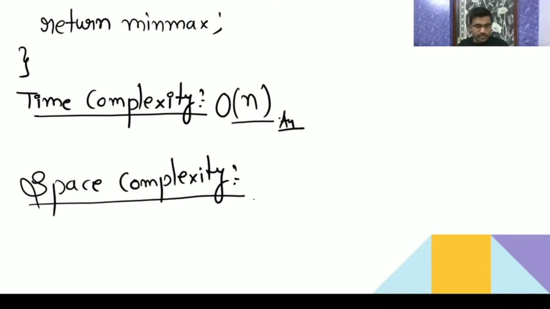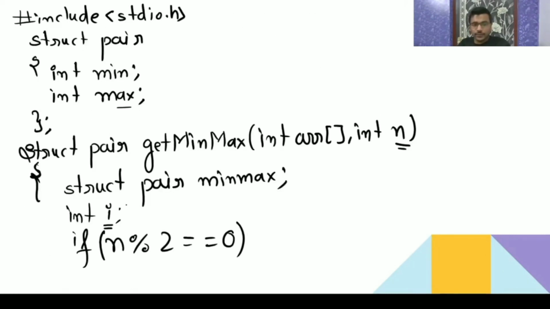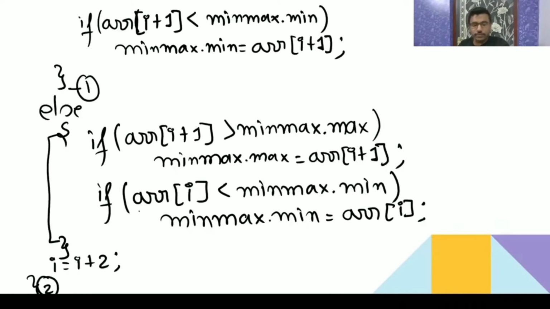Now what is going to be the space complexity? Understood, na? Space complexity is going to be constant. That's why big O of 1. See here, we require just the variables min, max and i, no other. Okay, so space complexity is going to be big O of 1. Now we will see comparison.